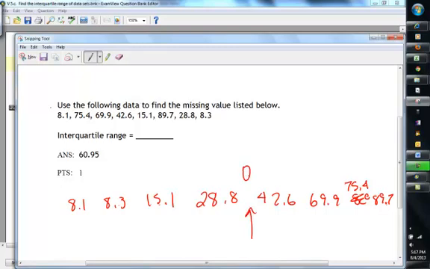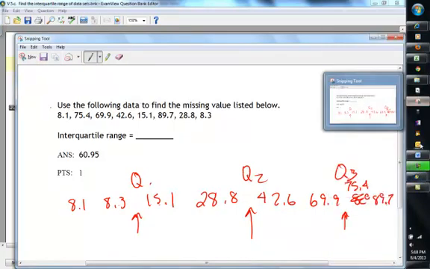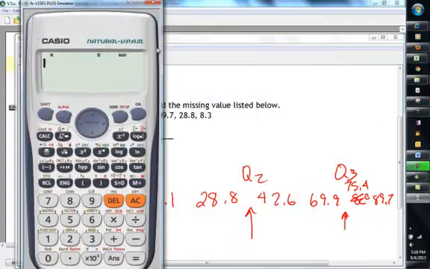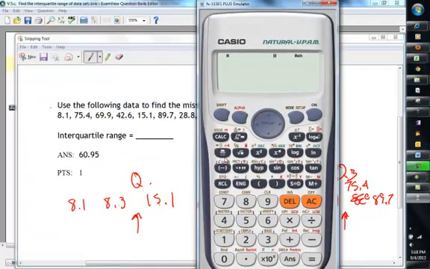So here would be Q2. We don't care about that. We only care about Q1 and Q3. Q1 is, where's my calculator? Must have closed it out. All right, Q1 is 8.3 plus 15.1 divided by 2. Now, if there would be an odd number of values, it'd just be that middlemost value. So this is 11.7.